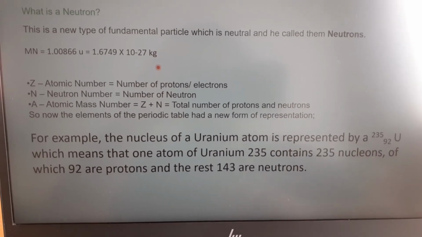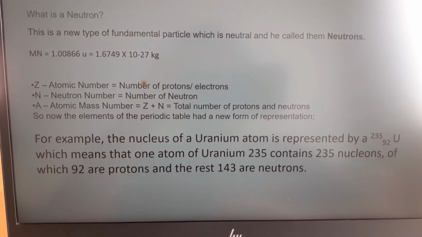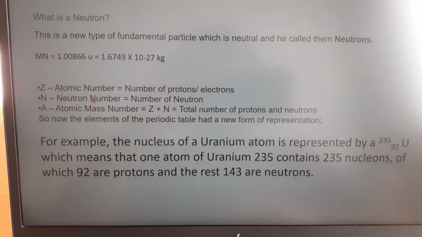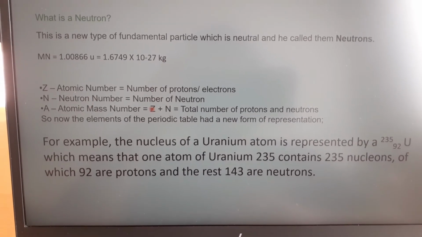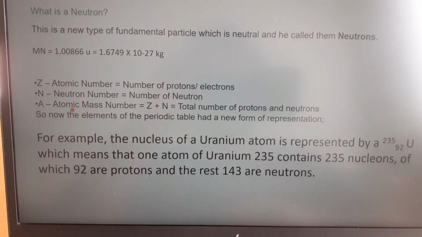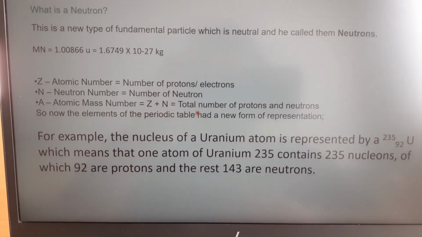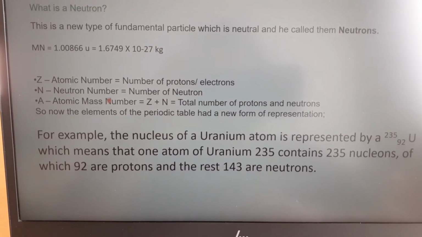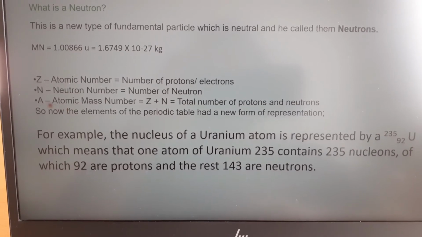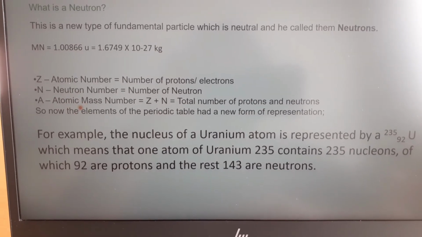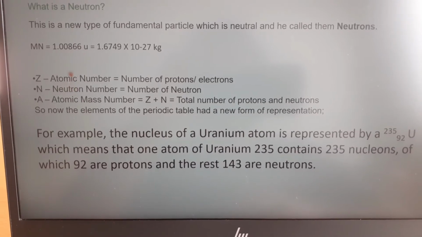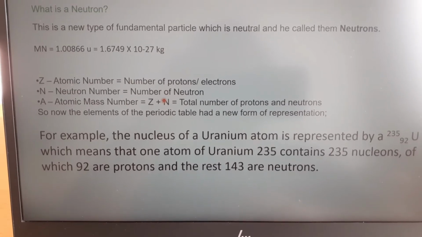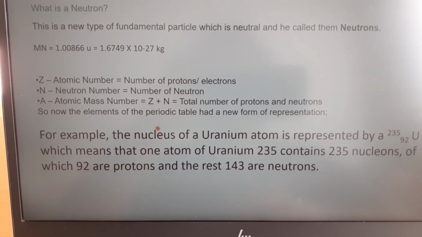The atomic number is often represented as Z. The number of protons is equal to the number of electrons. N is the neutron number, and the atomic mass number is designated as A, which is Z plus N, the total number of protons and neutrons. So if anyone asks you for the neutron number, you take the number of electrons or protons and subtract it from the atomic mass number. You will easily get the number of neutrons, right?